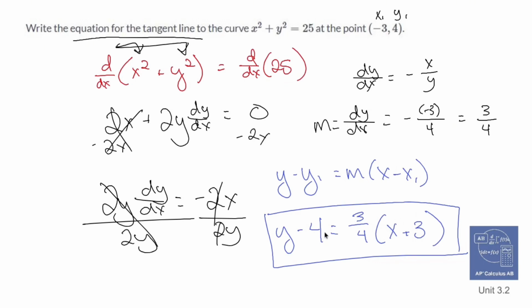You're going to get fractions. Add 4 to both sides. You're going to still get fractions. That's an option, but I'm sticking with this because that's good enough for me.